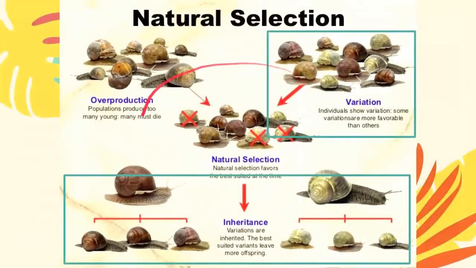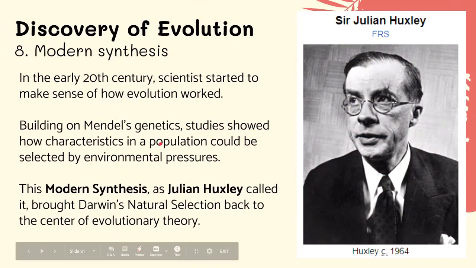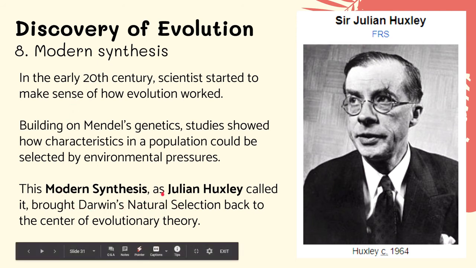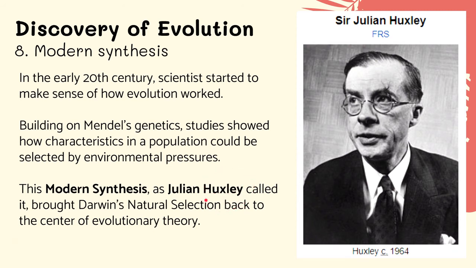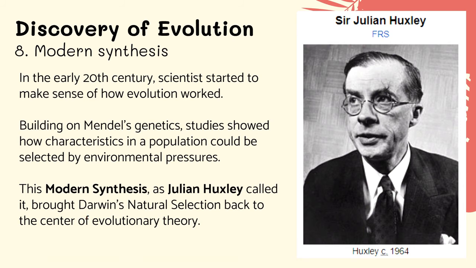So building on Mendel's work on how variation occurs and how traits are inherited, studies showed how characters in a population could be selected by environmental pressures. This led to the modern synthesis theory of evolution, as Julian Huxley, a descendant of Thomas Huxley, called it. He brought Darwin's theory of natural selection back to the center of evolutionary theory.